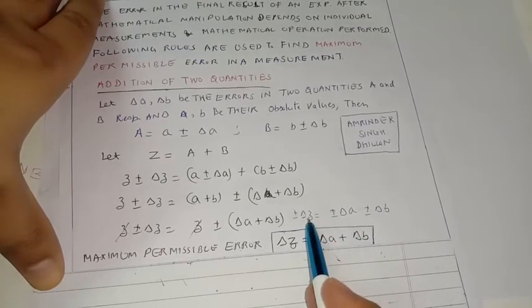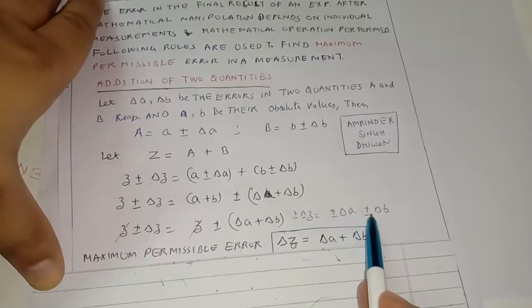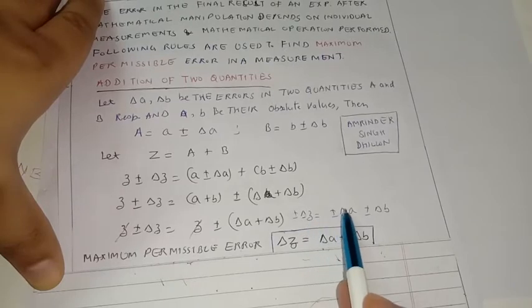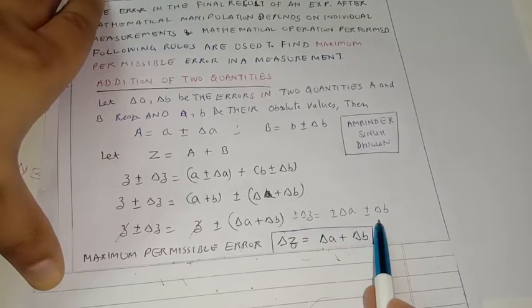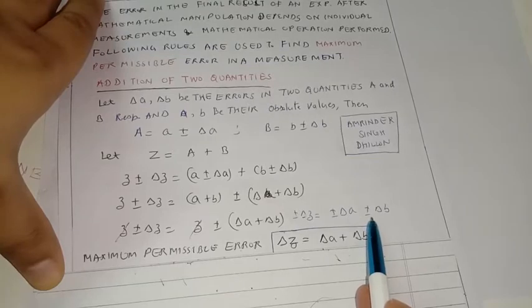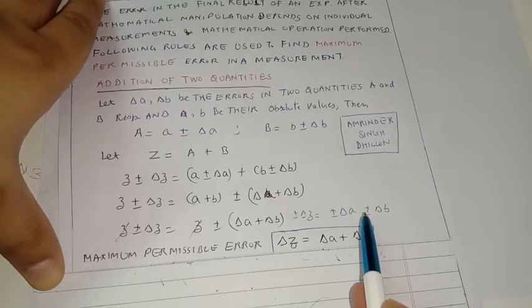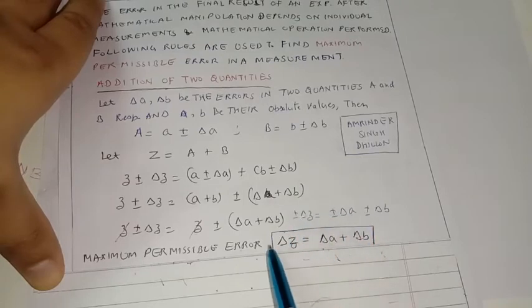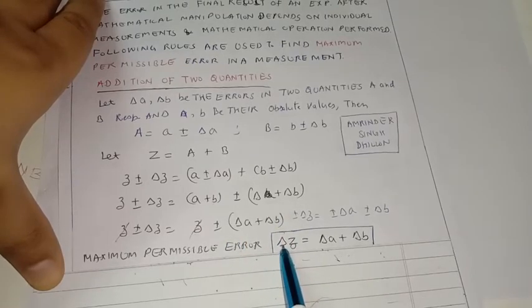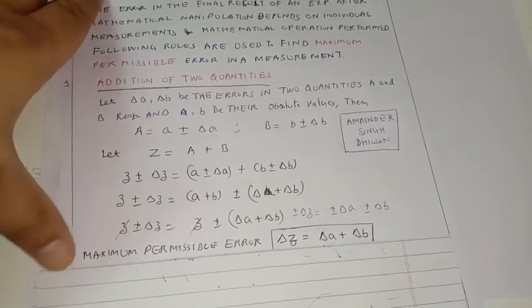Why have we removed the minus sign? Because if we take the minus sign, the result will be delta Z equal to delta A minus delta B. That means the error in Z is equal to the difference of the errors of A and B. Remember, this is not possible because errors cannot be reduced during mathematical operations. Error can be reduced only at the time of experimentation, not during mathematical operations. That's why the maximum error in the result will always be obtained by neglecting the negative sign. So the maximum possible error in Z is delta Z equal to delta A plus delta B.